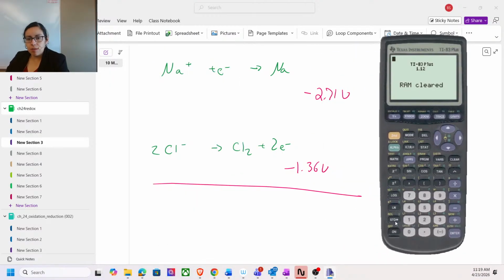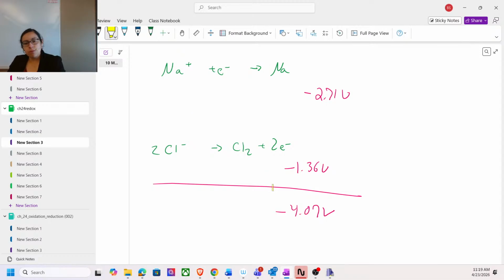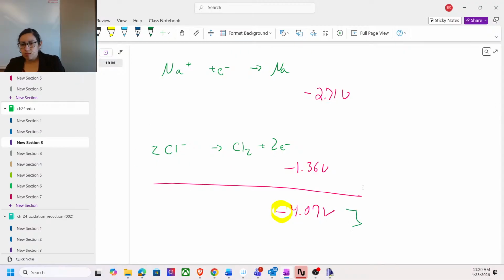All right, so now the overall process for this is negative 2.71 volts plus negative 1.36 volts. That gives us about negative 4.0 volts total for this process. What that's telling us is, like I said, we'll go over this more formally in chapter 24, 25. But this negative sign tells us that it's non-spontaneous as written. And so to make it go, we have to at least apply this much voltage.